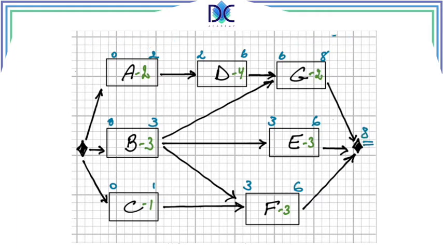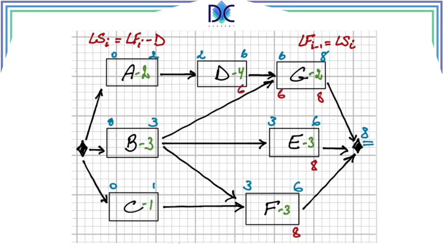Now we can continue with the backward pass, and here we have the formulas a little bit different. We start from the late finish of an activity and we have to calculate the late start. So the late start is equal to the late finish minus the duration. And the late finish of a predecessor is equal to the late start of the successor. The project duration is 8, so the late finish for activities G, E, and F is 8. We continue with G. 8 minus 2 gives us 6.